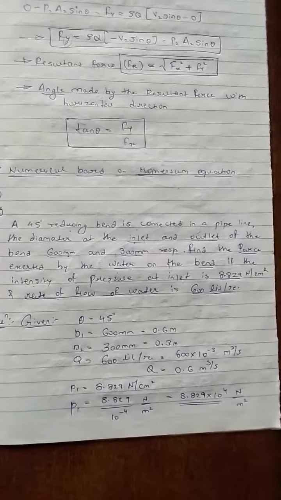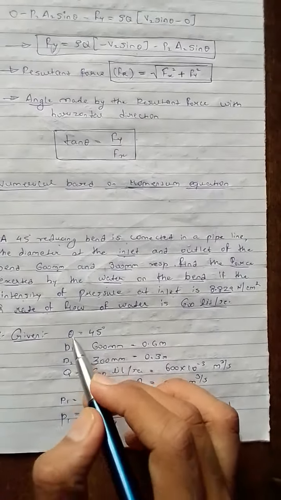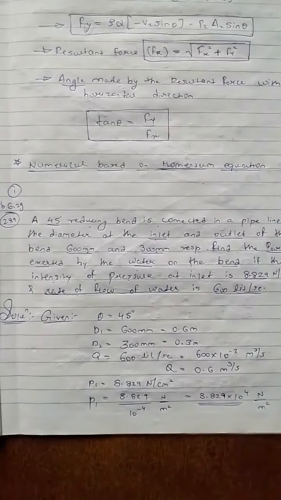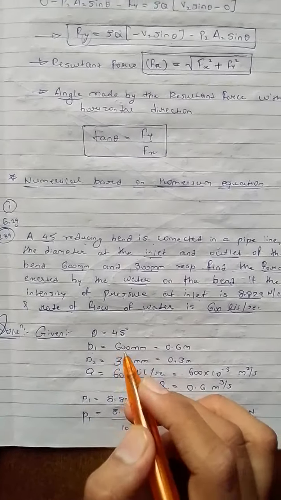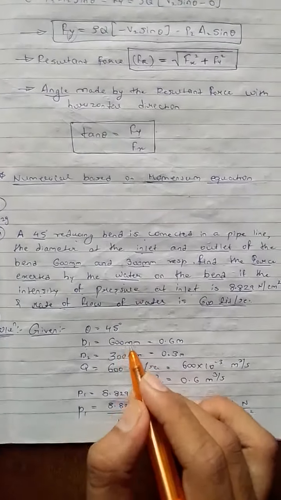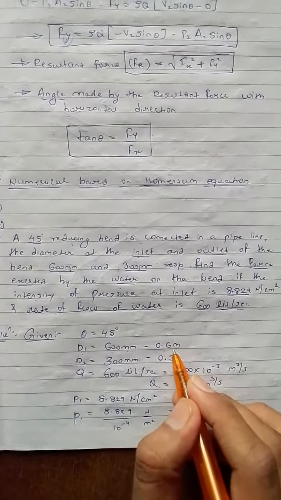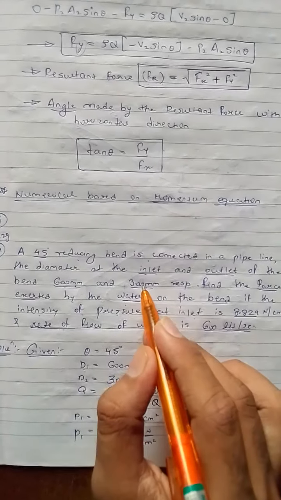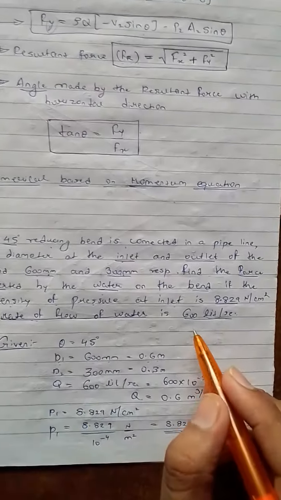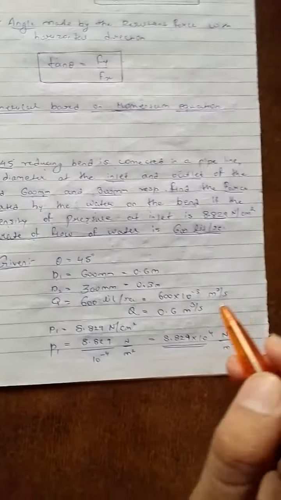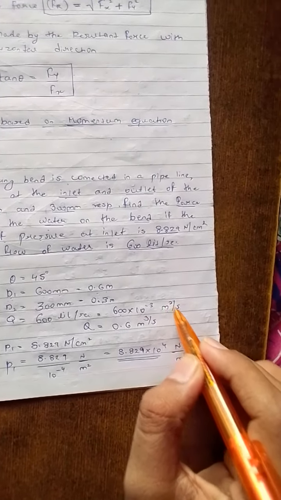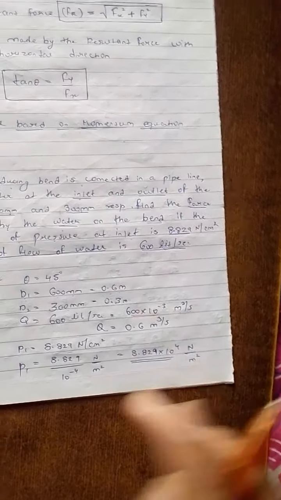First write all the given data. Theta is 45 degree, reducing bend. Next, d1 is the inlet diameter. So inlet diameter is 600 mm, converting it into meter, 0.6 meter. d2 is 300 mm, converting it into meter, 0.3 meter. Similarly, we have been given discharge as 600 liter per second, so it would be equal to 600 into 10 raised to minus 3 meter cube per second, which will be equal to 0.6 meter cube per second.